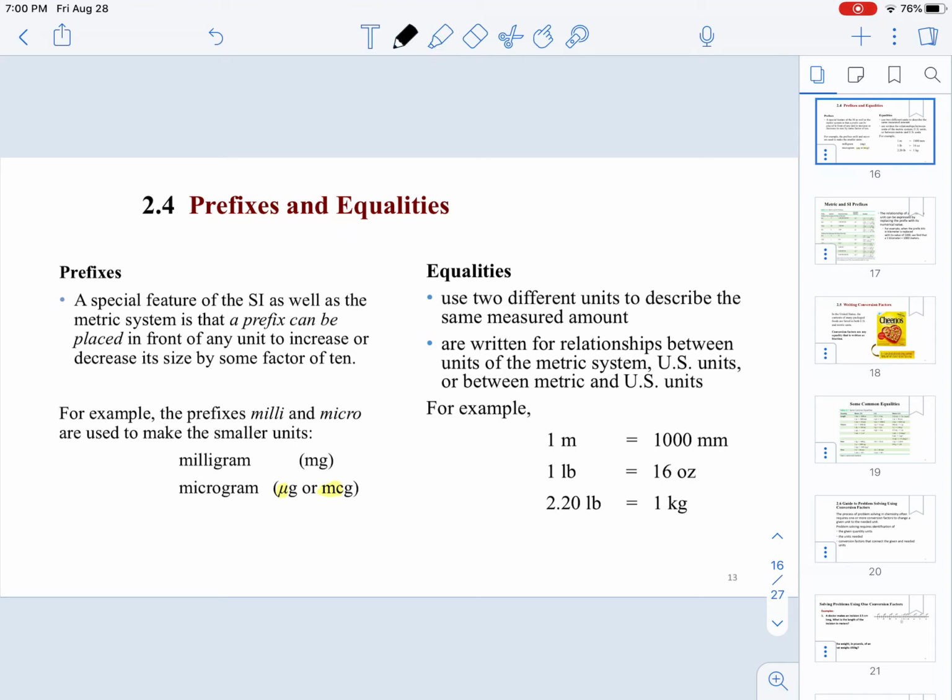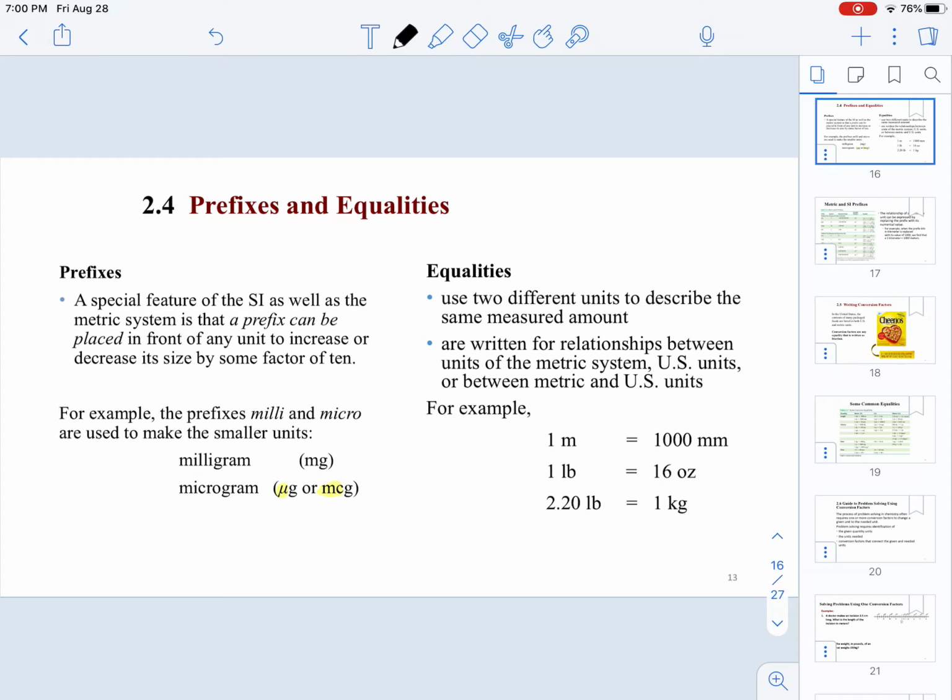When it comes to equalities, understand that these are going to be utilized to describe the same measurement amount of two different units. And they are written specifically to give a relationship between things that are in the metric system, things that are just in the US units, and even relationships between the metric system and the US units.